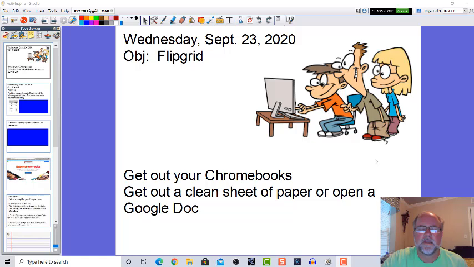Our Flipgrid today is going to be over mean absolute deviation. So you're going to need your Chromebooks, and you're going to need a sheet of paper or an open Google Doc. First, I'd like us to review how to find mean absolute deviation.